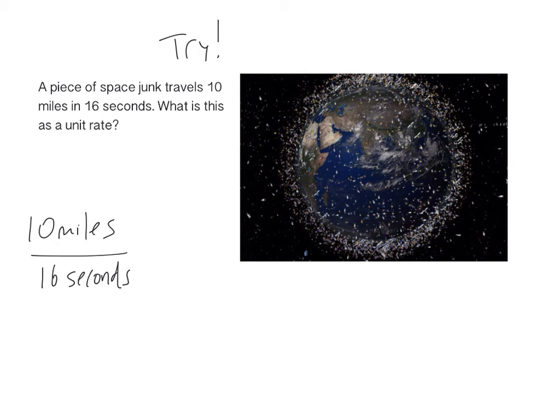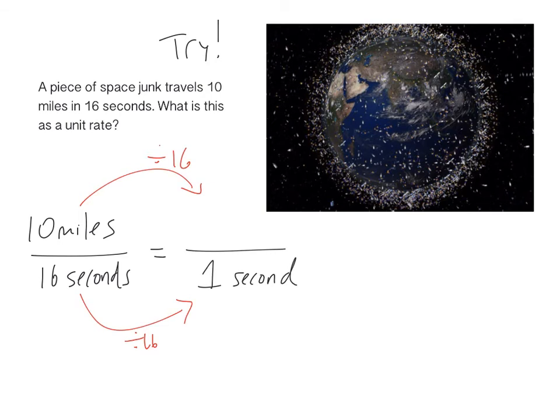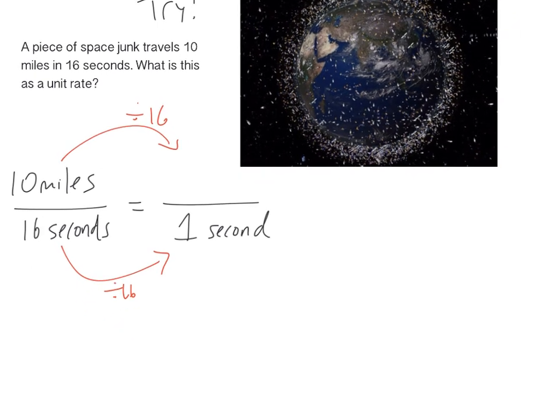Again, though, we want it to be a unit rate, so we want the 16 seconds to become 1 second. So what do we do to it? Well, we know we take 16 and we divide it by 16. That gives us 1. But I got to do the same to the top. 10 divided by 16. Okay, well, how do we do that? Well, just use a little long division here.